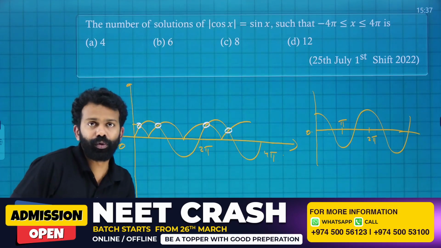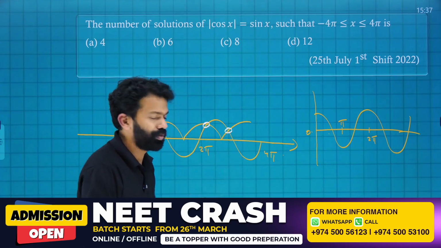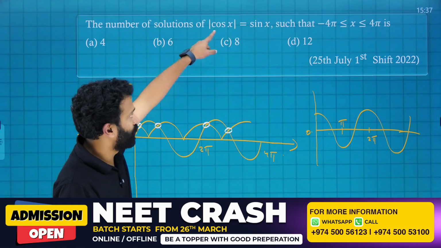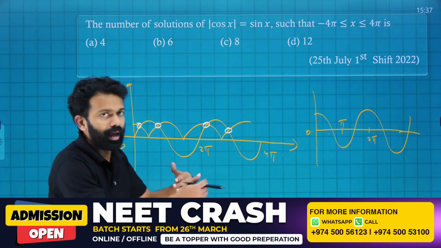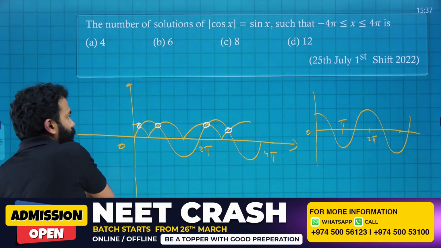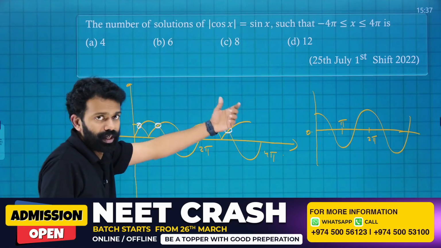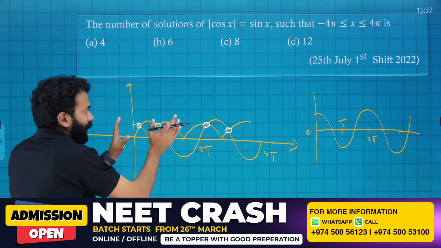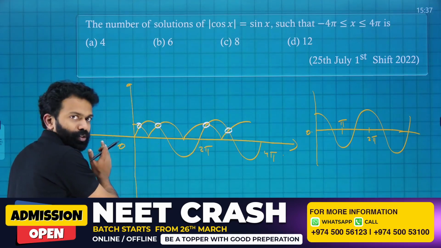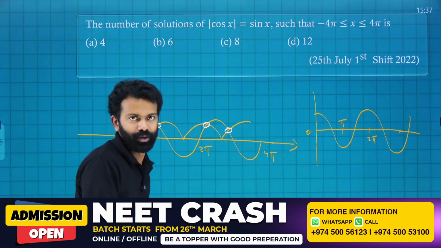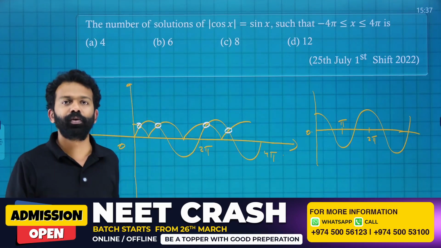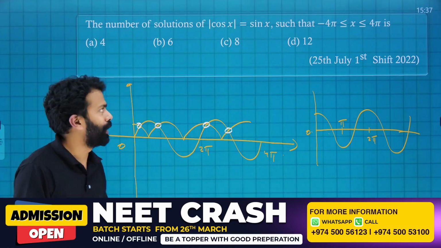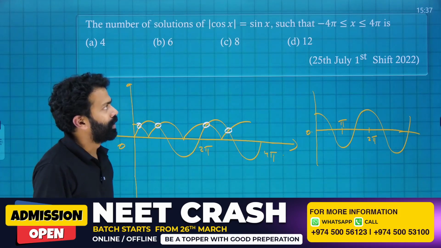Therefore, there are 4 solutions in the closed interval 0 to 4 pi for mod cos x equal to sin x. And like that, there will be another 4 solutions on the left hand side, that is from minus 4 pi to 0. So total 4 plus 4, that is 8 solutions. And that's all.